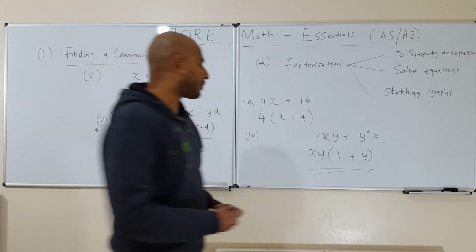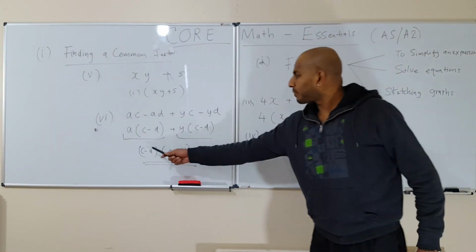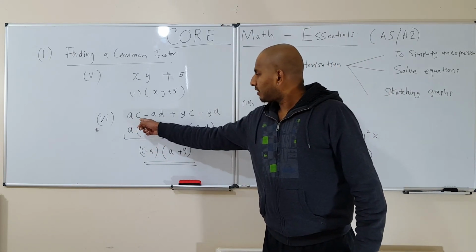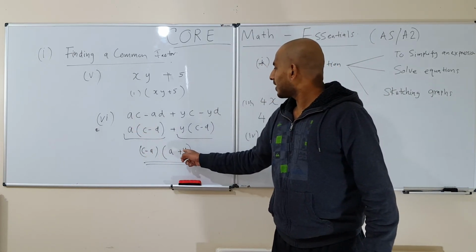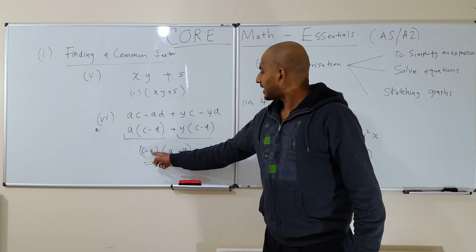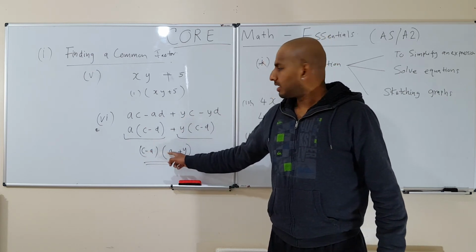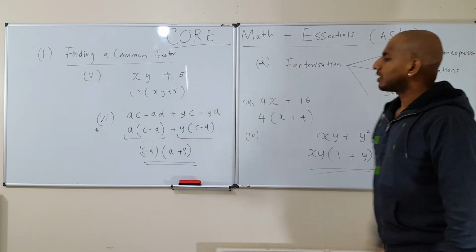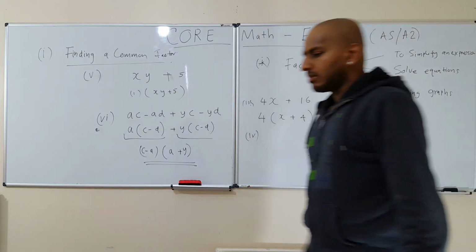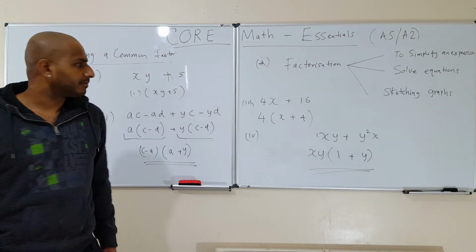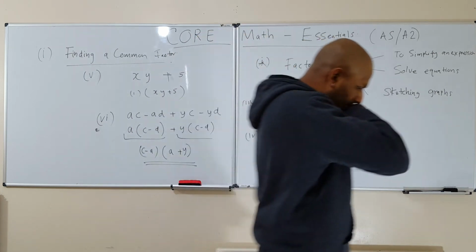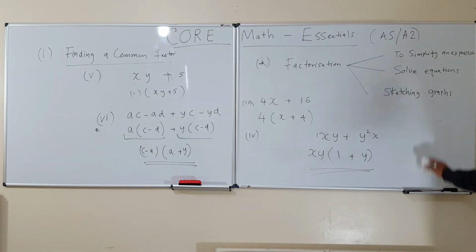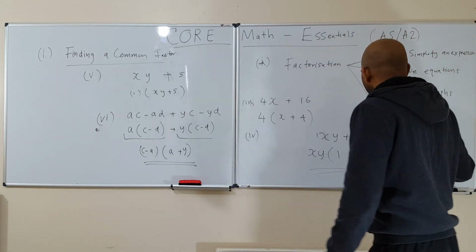If you want, you can justify this one by expanding the brackets. If you expand these brackets, you should get that: C times A, AC or CA. C times Y, CY. D times A, minus DA you got there. Minus D times Y, minus YD. It's there. So you can justify yourself that you did the right thing. So that's the very first thing you should look into in the factorizing common factor method. If there's a common factor, you may take it out.